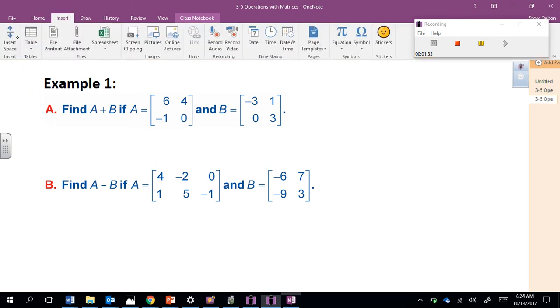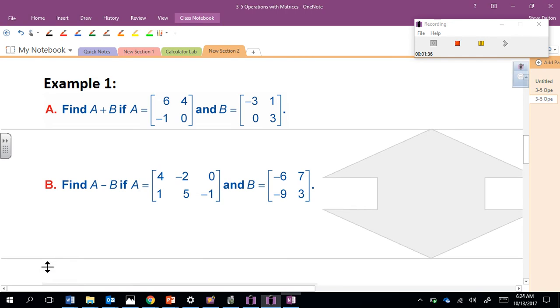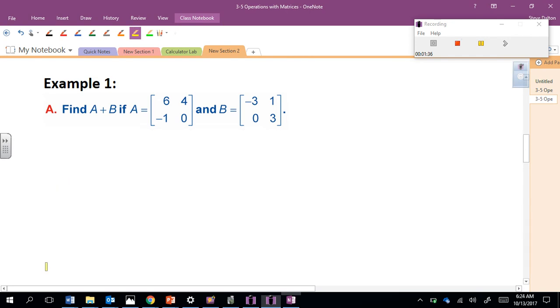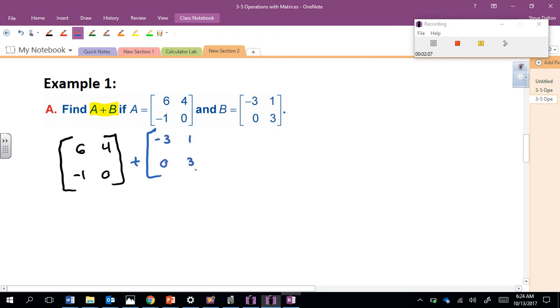So example 1a, it gives us the statement find A plus B, and then it tells us what matrix A and matrix B are. Alright, so this is pretty straightforward. We're going to take matrix A, which is 6, 4, negative 1, 0, and it is a 2 by 2 matrix. And it wants us to add that to matrix B, which is negative 3, 1, 0, and 3, and that is a 2 by 2 matrix.